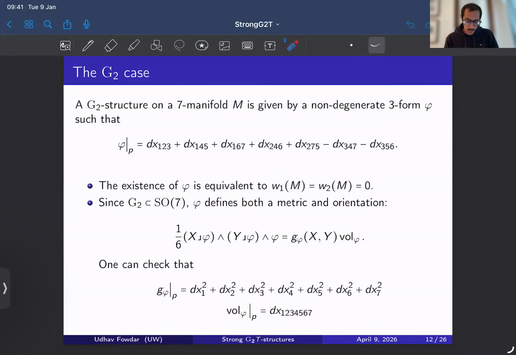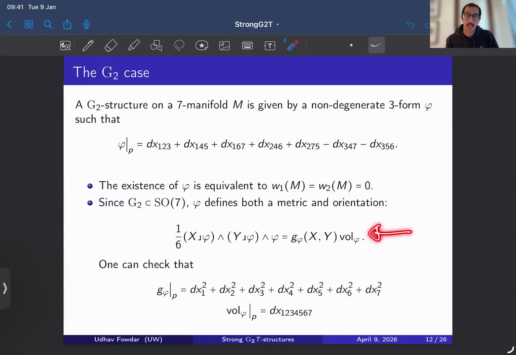Now, if you're not used to G2 geometry, you might think of how easy it is to find this. Well, it turns out that the existence of such a freeform is equivalent to the first and second Stiefel-Whitney class of your manifold vanishing. So the manifold has to be oriented and spin. So there's lots of examples of G2 structures on 7 manifolds. And because G2 is a subgroup of SO7, this tells you that your G2 freeform defines both a Riemannian metric and an orientation of your manifold.